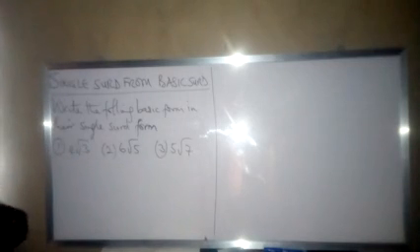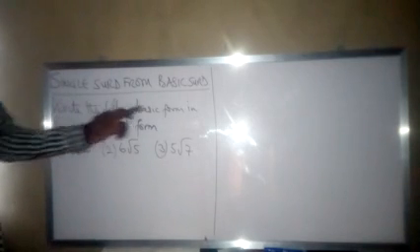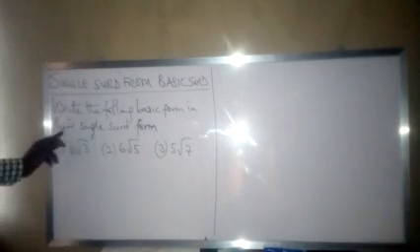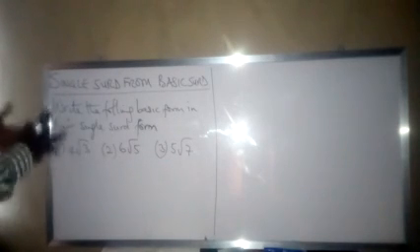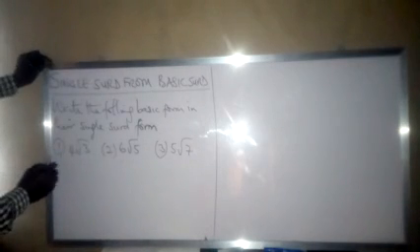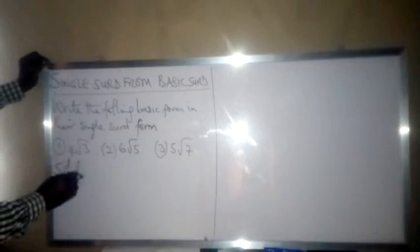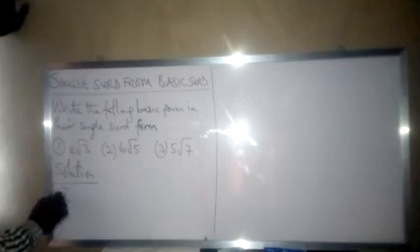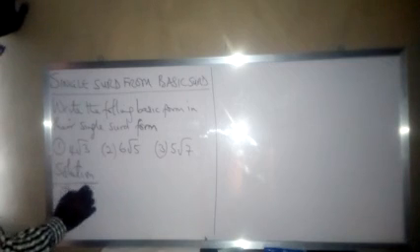Now, example: write the following basic forms in their single surd form. They are already in the basic form, but we now want to write them in their single surd form. So let's look at how that could be done. Now, the first one is 4 root 3.